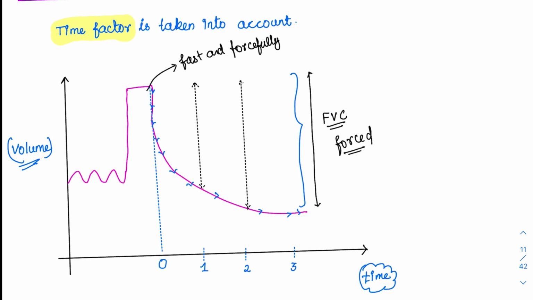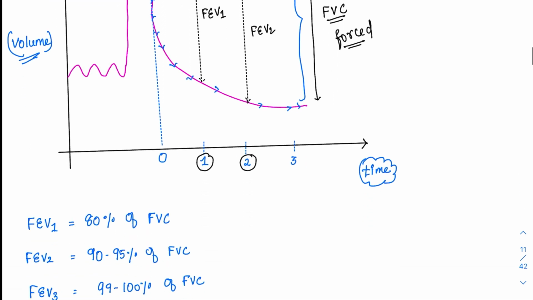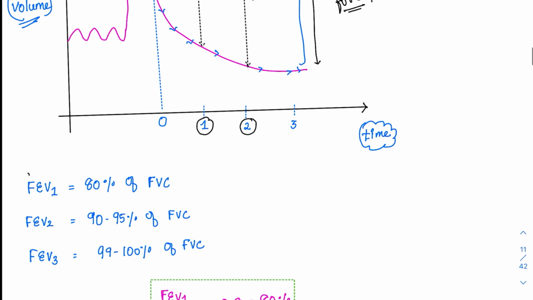Then after that, I will plot 2 points wherein I mark what amount of volume is thrown out in the first second and what amount of volume is thrown out in the second second. That is called FEV1 and FEV2. FEV1 is forced expiratory volume at the first second, and FEV2 is forced expiratory volume at the second second. Why is this FEV1 very, very important? We will try to understand when we study the diseases.